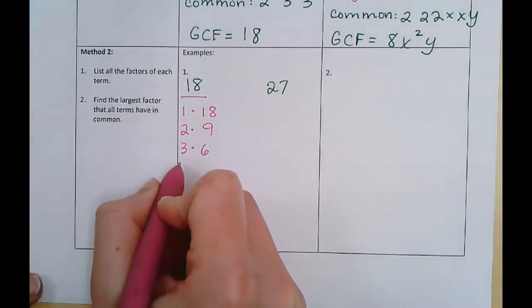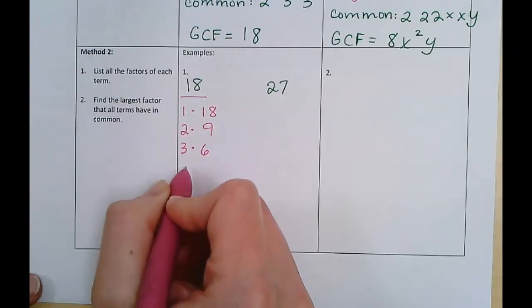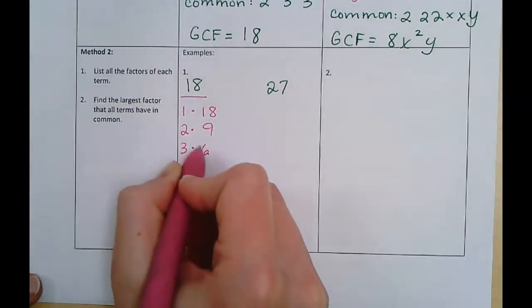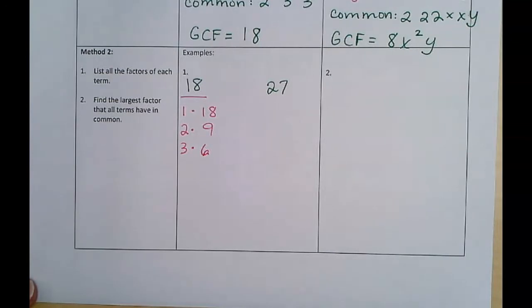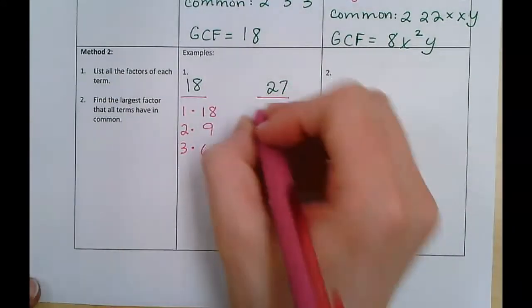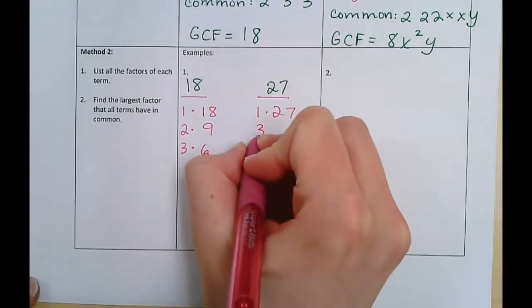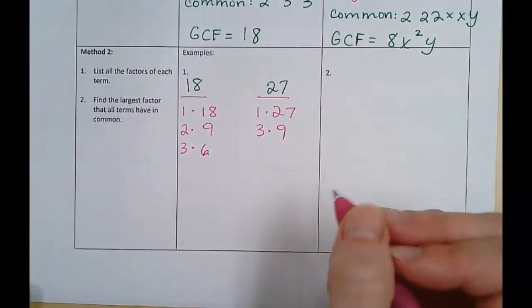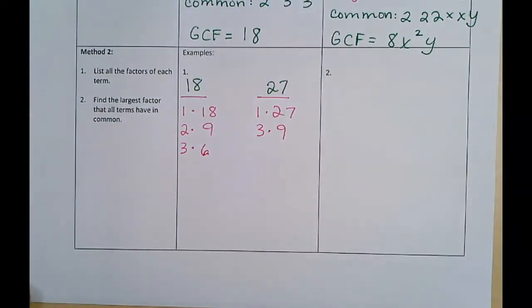If I check the next one, 4 is not divisible into 18. 5 is not divisible. 6 is divisible, but I already have 6 times 3. So once I've wrapped back up to the top of my list, I'm finished finding the factors. 27: 1 times 27. 2 is not divisible. 3 is divisible with 9. 4 is not divisible. 5, 6, 7, 8 are not divisible, wrapping back up to 9, which is 9 times 3. So here's all my factors for 27.